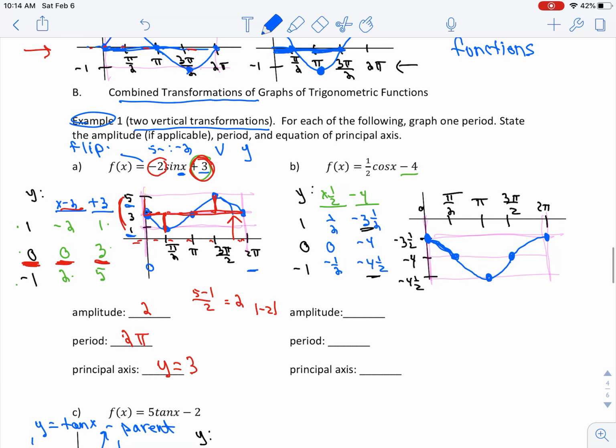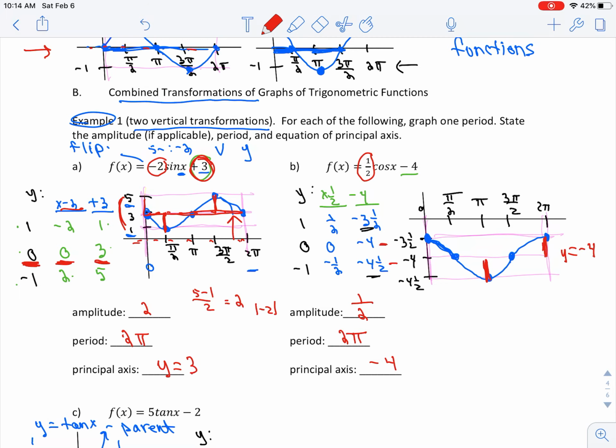So the amplitude of this one, remember, amplitude is the distance from the principal axis to the low point, or the principal axis up to a high point. Hopefully you can see that that distance is 1/2. From -3.5 to -4 is 1/2. Remember, amplitude is always positive, and also notice that it matches this coefficient here. The period stayed 2 pi, but the new principal axis is -4. We can see it right here, y equals -4.